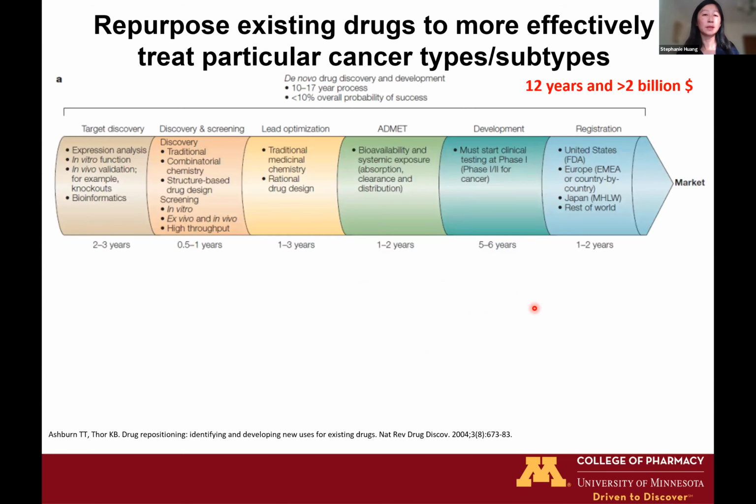Why drug repurposing? We are all familiar with traditional drug development. It's a lengthy process. It takes over 12 years and more than $2 billion to bring one chemical from the preclinical discovery stage all the way to market, phase 3 and post-approval. And more importantly, the failure rate for new drug development has been really high. Only less than 10% of the drugs make it through the whole process.